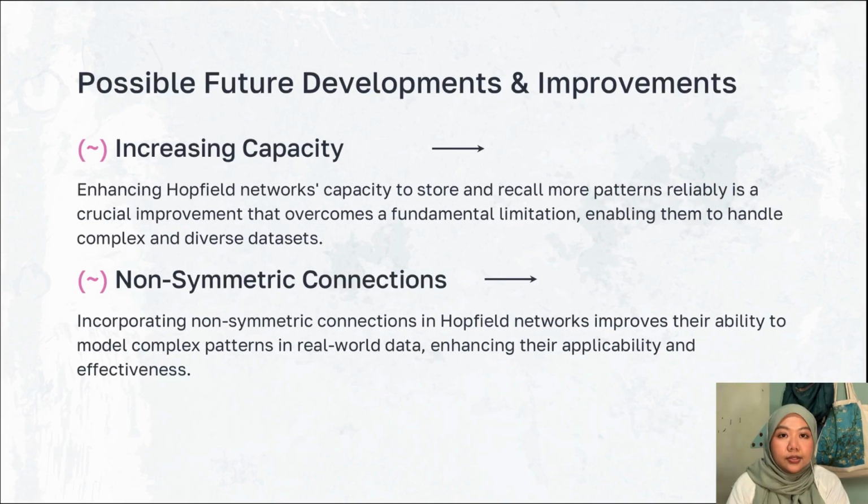Now we will look into the possible future developments and improvements of the Hopfield network. Firstly, enhancing the capacity of Hopfield networks to store and recall a larger number of patterns reliably is a significant area of improvement. This would allow them to handle more complex and diverse datasets. Lastly, by allowing for asymmetrical relationships, Hopfield networks can better model and represent complex patterns found in real-world data, improving their applicability and effectiveness.